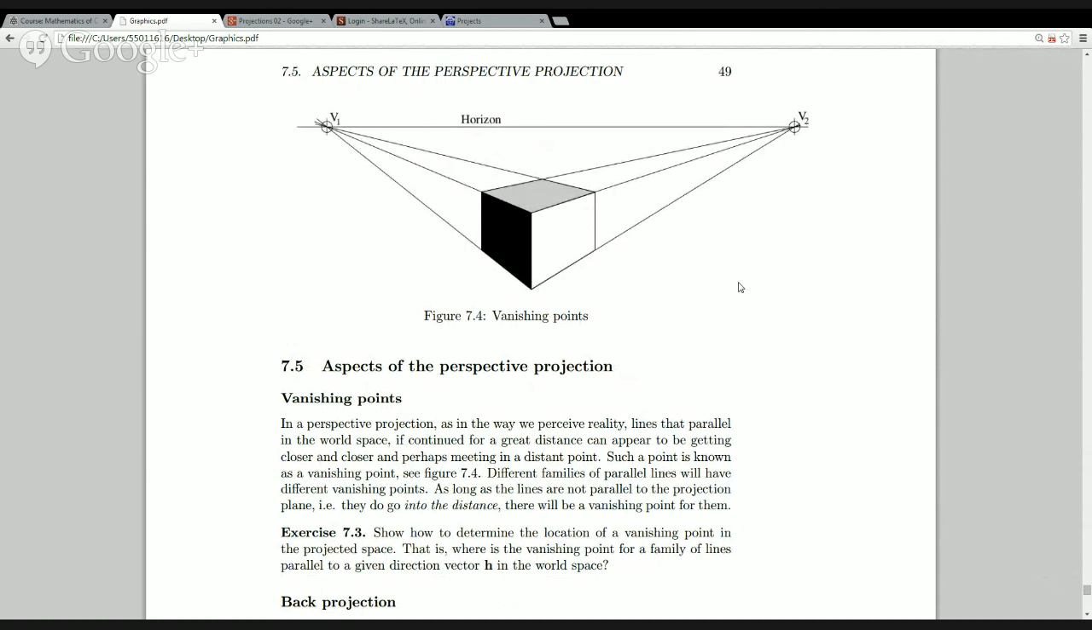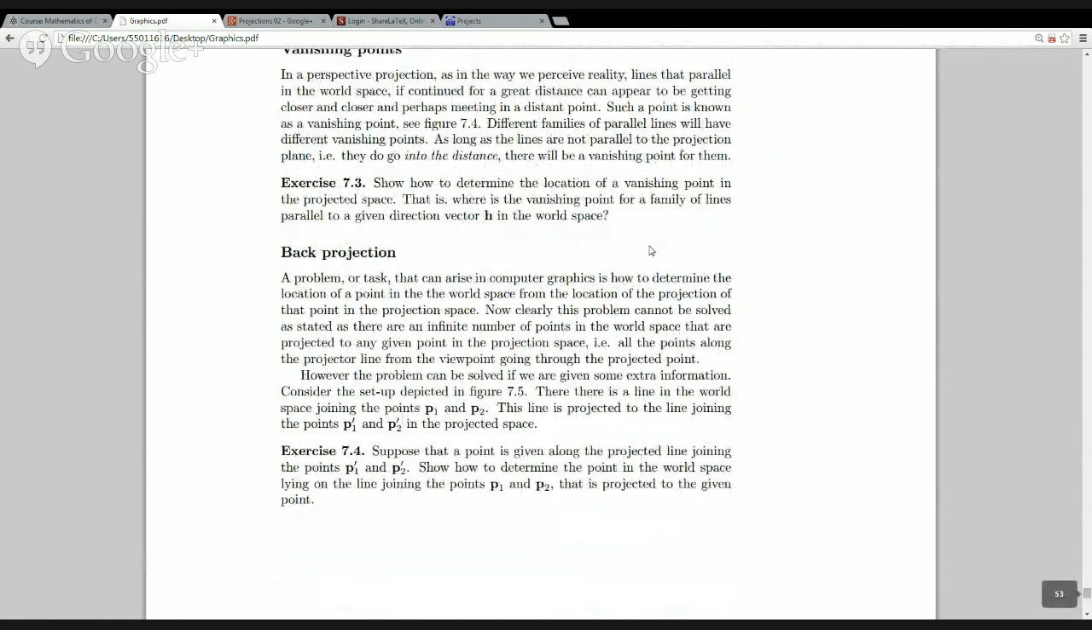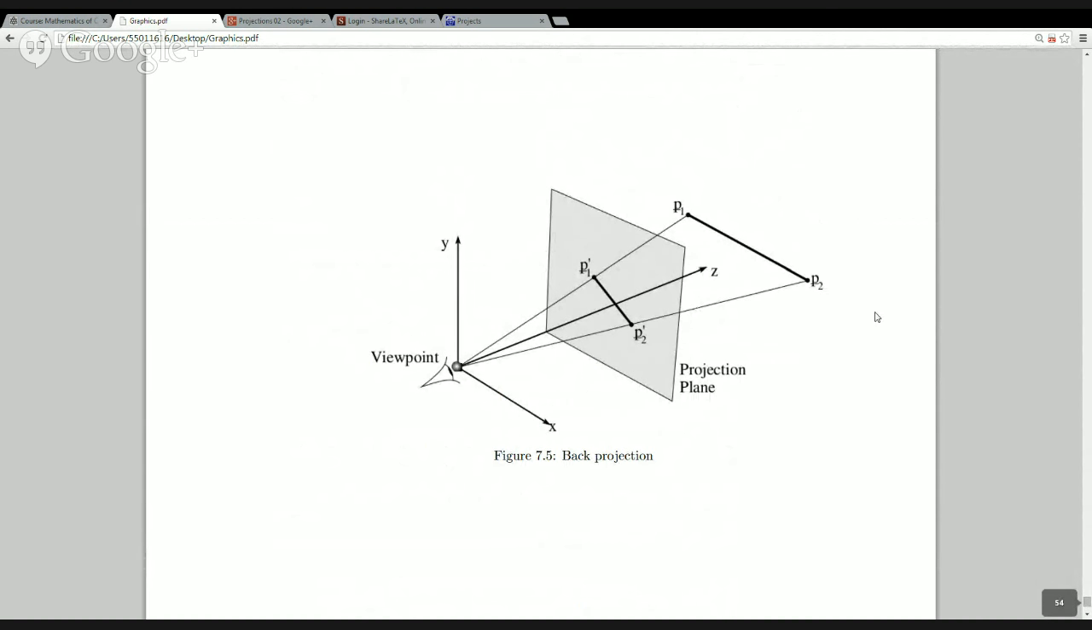Okay. Another problem, which is slightly trickier, is this notion of back projection. So this is sometimes needed in interactive virtual environments, such as a computer game or something. So what's going on here? Well, back projection is the process where you reverse the projection procedure.